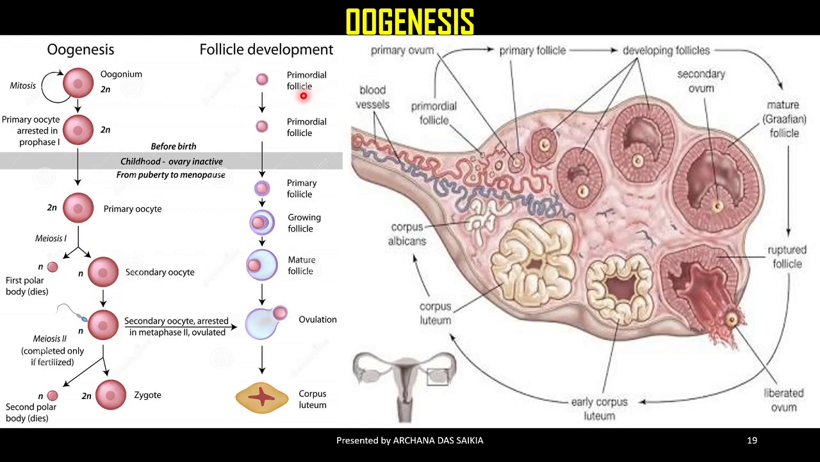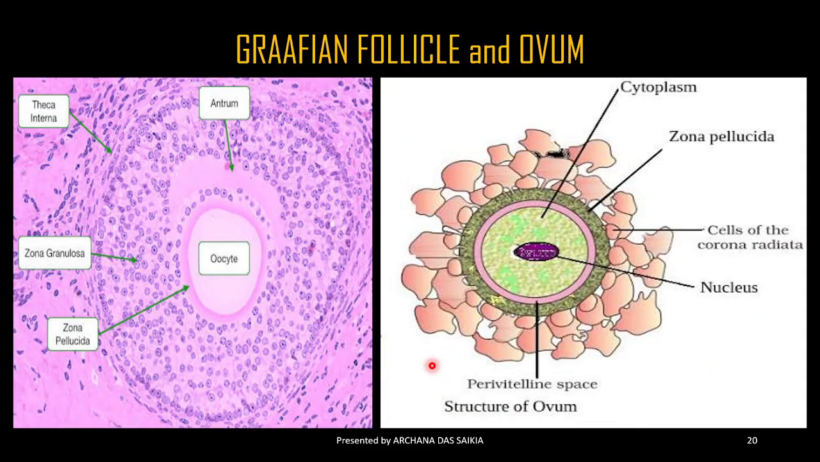Let me repeat: primordial follicle, that is before birth. Then after birth, the primary follicle will develop. Furthermore, the secondary follicle and tertiary follicle start developing, and the mature follicle we call the Graafian follicle. You can see here, this is the Graafian follicle. They rupture out, releasing the egg. Releasing the egg where? Into the oviduct. So here, Graafian follicle and ovum.